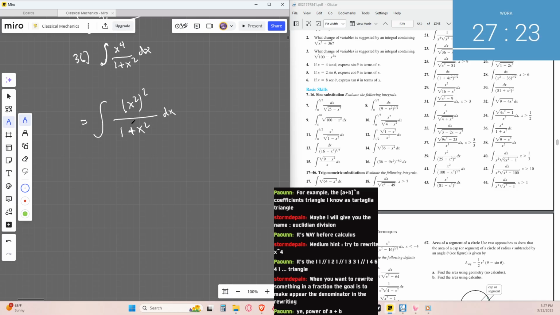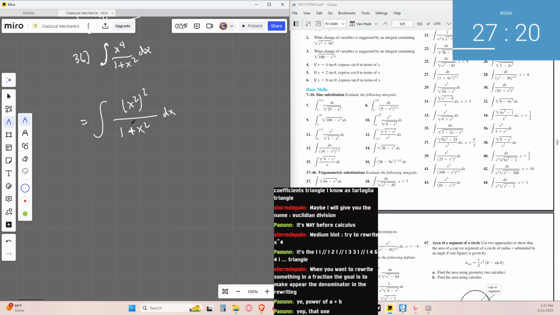When you want to rewrite something in a fraction, the goal is to make the denominator appear in the rewriting. I mean, oops. The thing I think you're talking about is... then I don't think that helps. No, I'm probably thinking of the wrong thing.